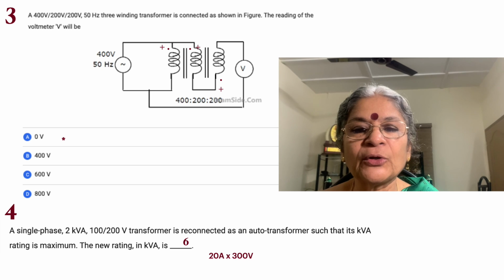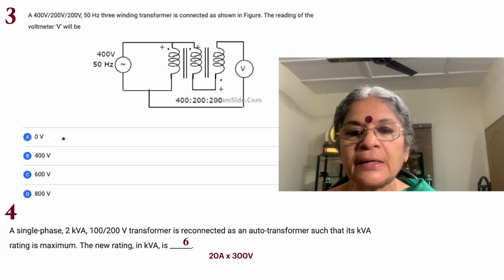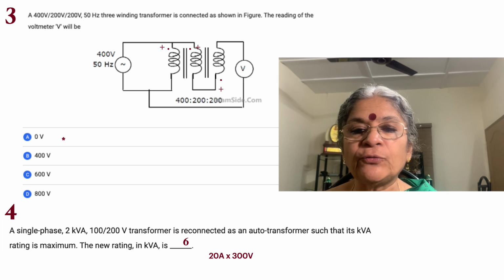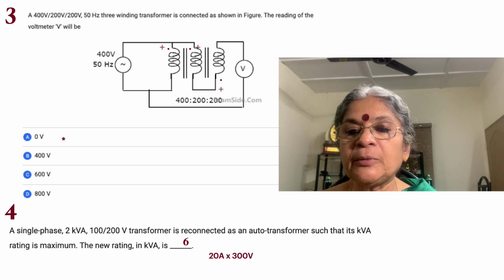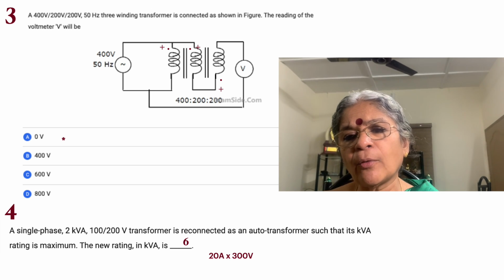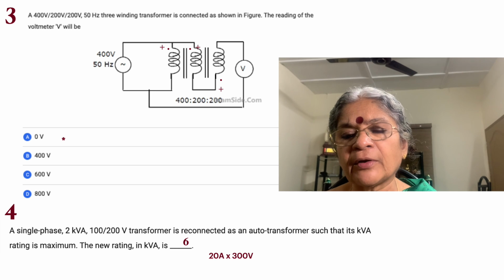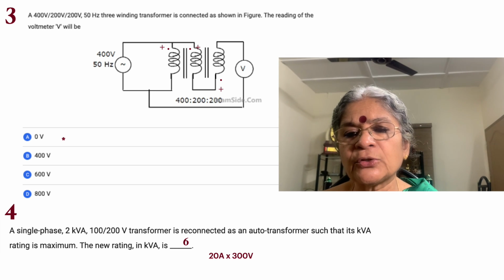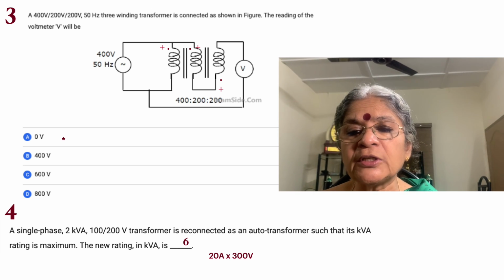What is it? We have three windings, and the winding on one side is energized by a 400 volt 50 hertz source. We have a voltmeter measuring the voltage, and the voltages are collected from all the windings, right from the third winding, next to the middle winding, and then the first winding. The ratios are given for the transformer: 400 is to 200 is to 200.